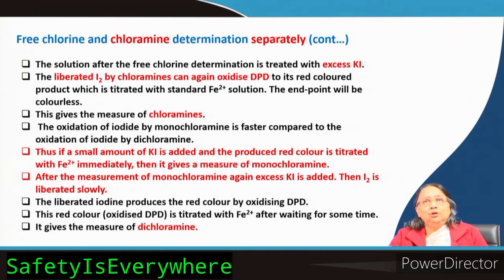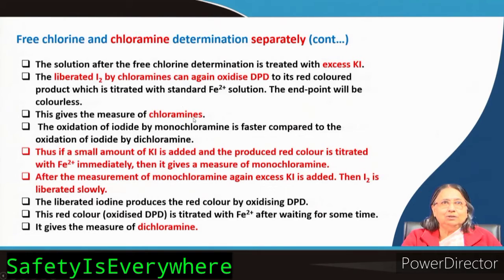Now, if there is monochloramine and dichloramine both, then how can you determine them? It is giving total chloramine, but if you want to estimate monochloramine and dichloramine separately, then what will you do? Again kinetics is coming in. If a small amount of KI is added and the product that produces red color is titrated with Fe2+ immediately, then it gives a measure of monochloramine. Why? I will tell you.